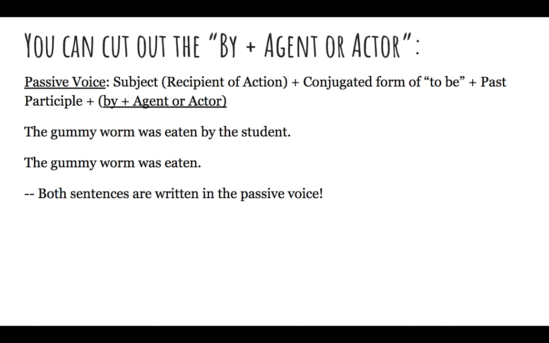So just remember then that the last part of the passive voice formula, the by plus the agent or actor, is technically an optional part of the formula, and therefore it can be omitted. Obviously, it adds extra information and helpful information to the sentence because it tells us who or what performed the action, but it is not necessary to form a complete sentence in the passive voice. The gummy worm was eaten is still a complete sentence.